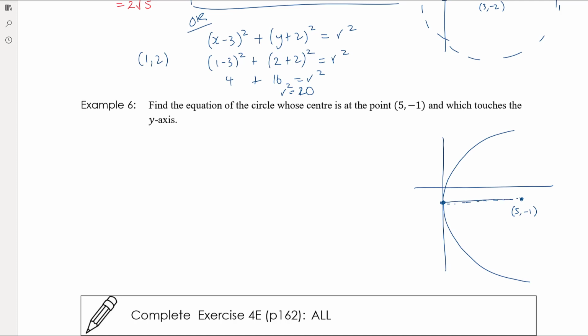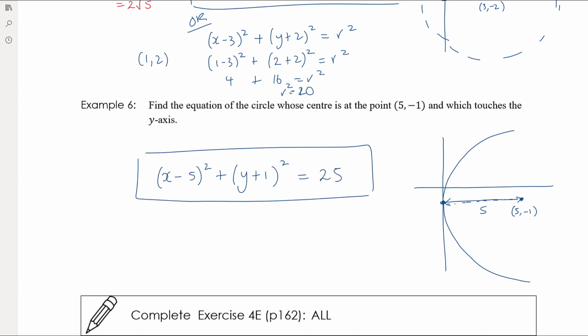So that means that's the radius of the circle. And we know what that value is, because that's 5, that's the x-coordinate. So the radius is 5 and the centre is 5, -1, so we've straight away got the information we need for the equation. So x minus 5 all squared plus y minus -1, so plus 1 all squared equals 5 squared, which is 25. Don't be afraid to draw a sketch so you can see what's happening. It's the quickest way to solve this question.